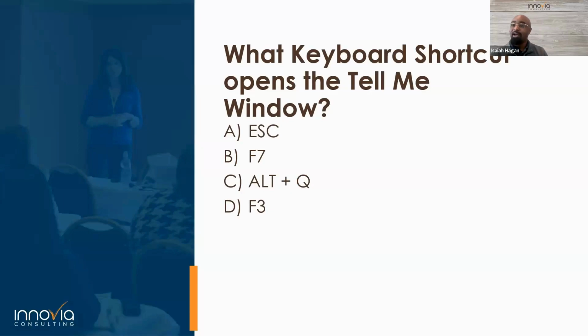Yep, and that is correct. The answer is Alt Q. Escape allows you to go back to a previous page. F7 will open and close the statistic box. Alt Q opens the Tell Me window. And F3 opens the search box on that given page.